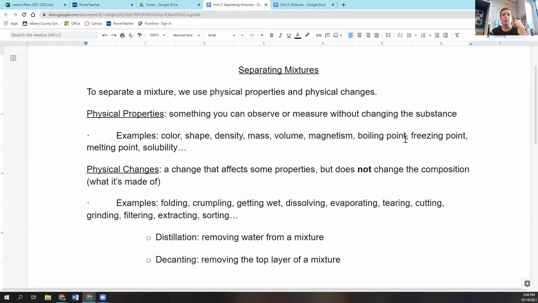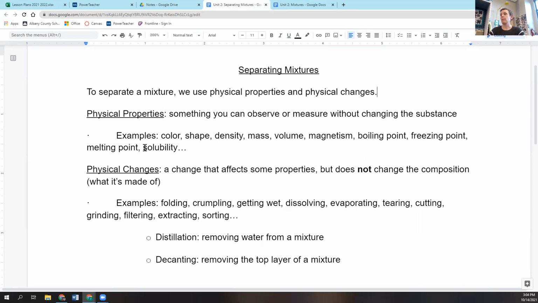Boiling point. When you boil water, it's still H2O. It's just turning into H2O vapor, or gas form of water. Freezing point, same thing. When you freeze water, it's still H2O. It's just becoming ice. Melting point.